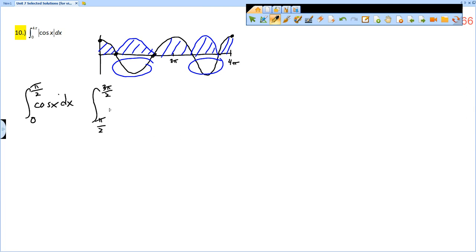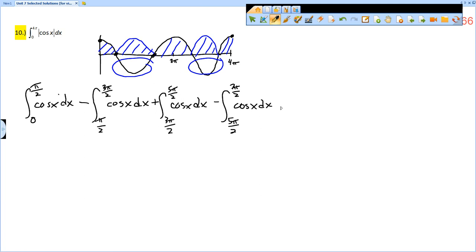Now, the integral of cosine x dx there would be a negative value, so we're going to subtract its value, which is going to yield a positive value. Then we're going to add the integral from 3 pi over 2 to 5 pi over 2 of cosine x dx, which represents this region here. Then we're going to subtract the next region, which would have been below the x-axis. That's going to be from 5 pi over 2 to 7 pi over 2 of cosine x dx. And lastly, we're going to add the integral from 7 pi over 2 to 4 pi of cosine x dx, which was above the x-axis originally, so we just add its value.